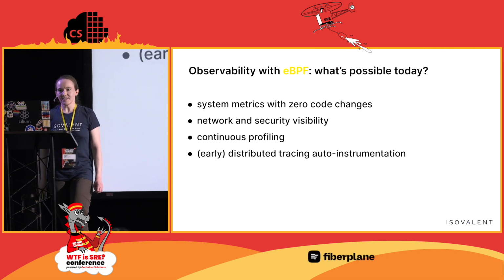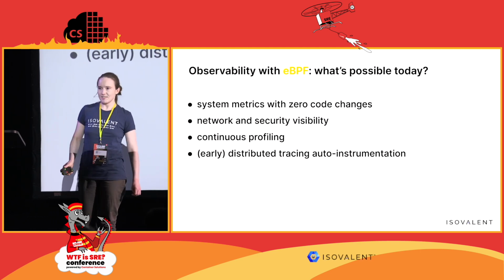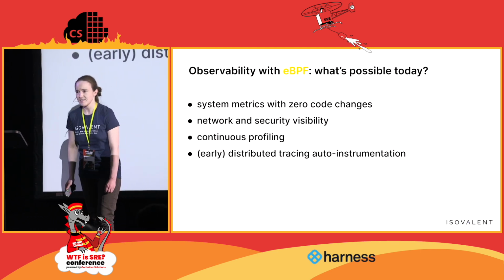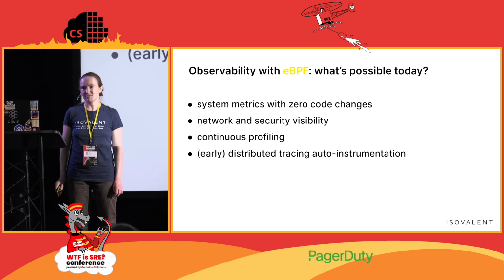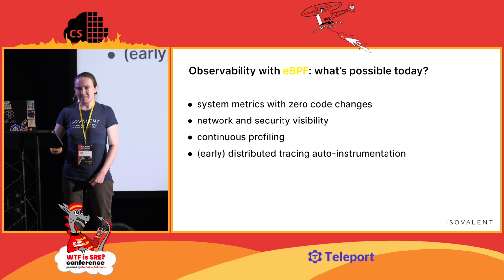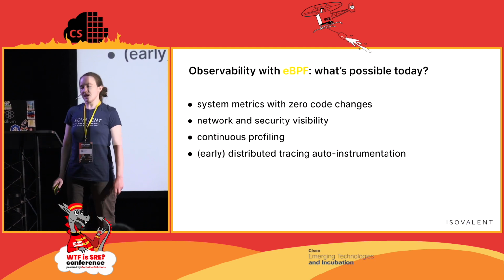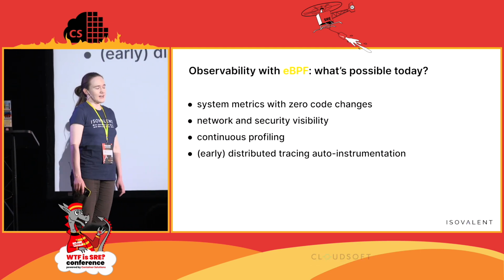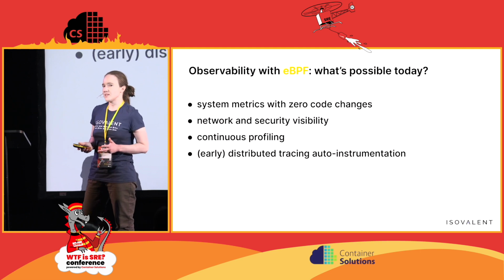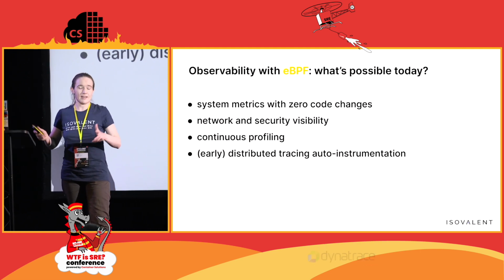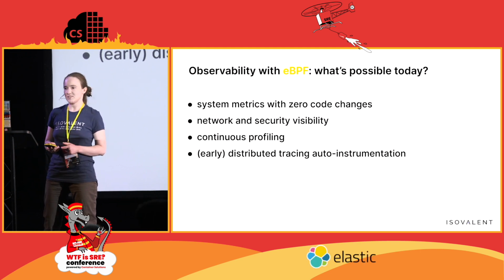So what is possible today? With eBPF, we can get system metrics with absolutely no instrumentation, no changes. That's absolutely possible today. We can get that with pretty simple configuration of the eBPF tools. We have network and security visibility. There are tools for that, and they are getting pretty good integrations into the whole observability ecosystem. So they are not just isolated niche tools, but we can actually use them and give them to a wider audience.